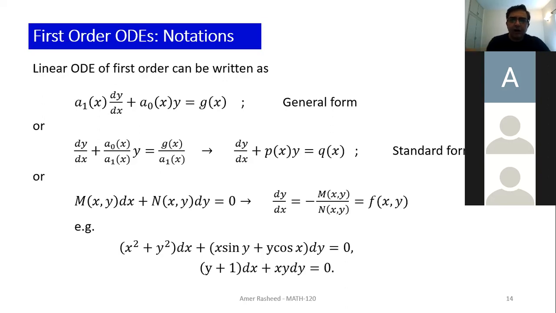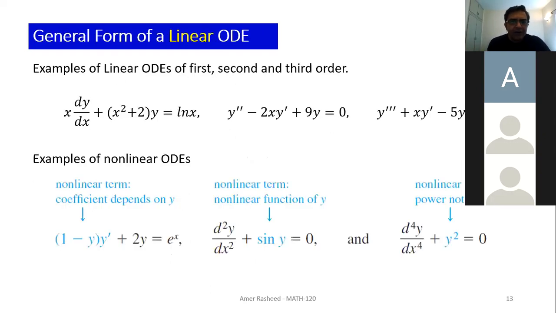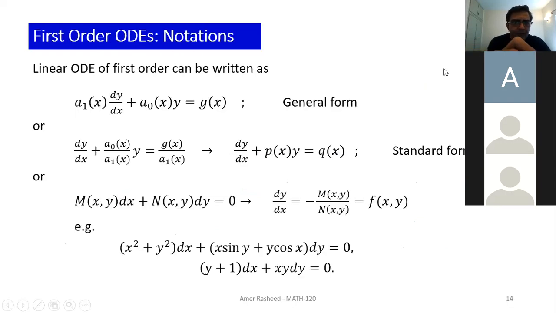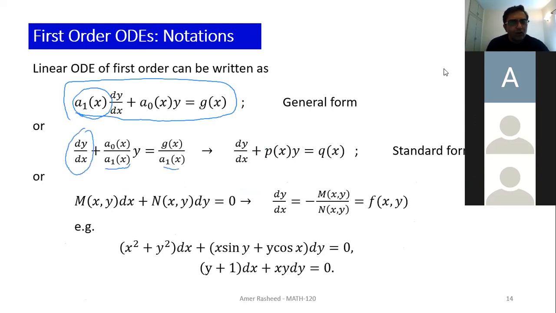Now, the general form of first order ODEs, the general notation. Linear ODE of first order can be written, why is this so? The general notation of first order ODE we saw previously on the previous slide. If we divide by this coefficient, bring it here, so that the coefficient of the first derivative becomes 1, then we can denote the first order differential equation in this way as well. This is the general form. This is the standard form of the first order differential equation.